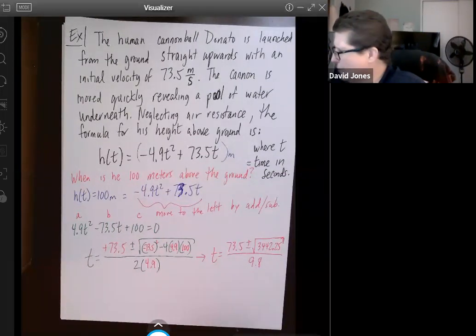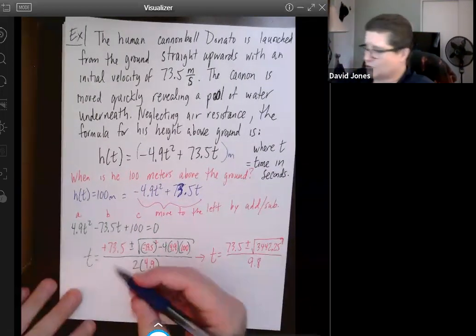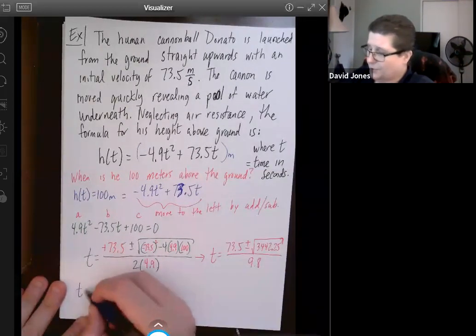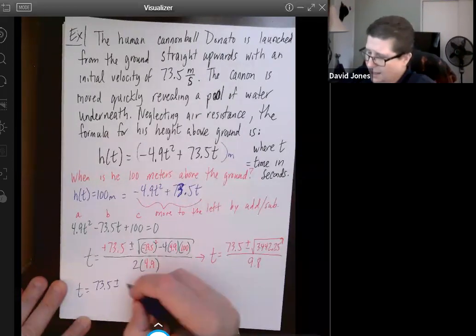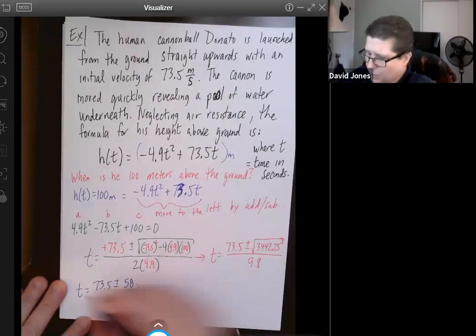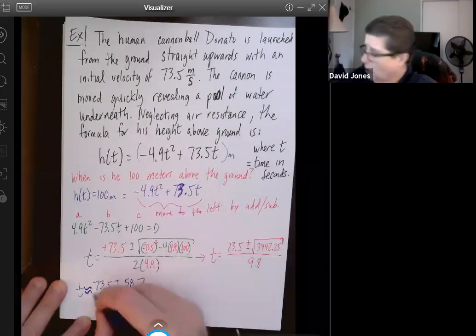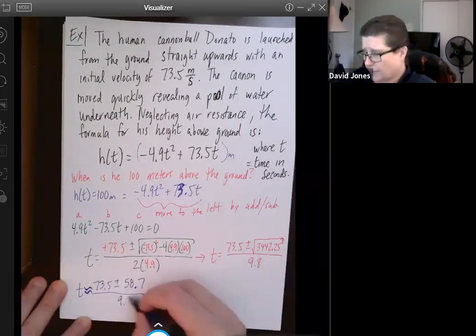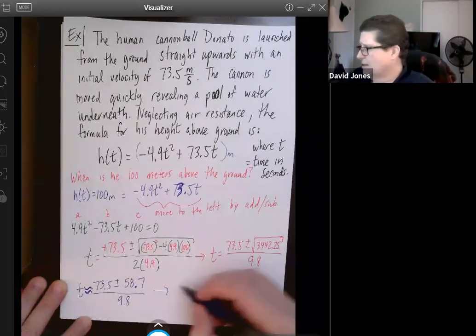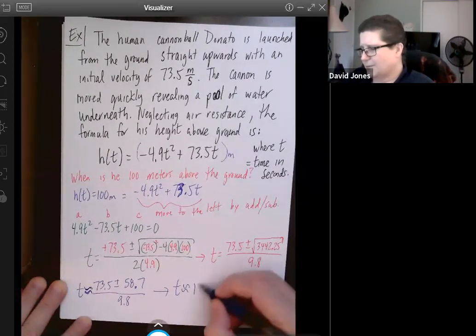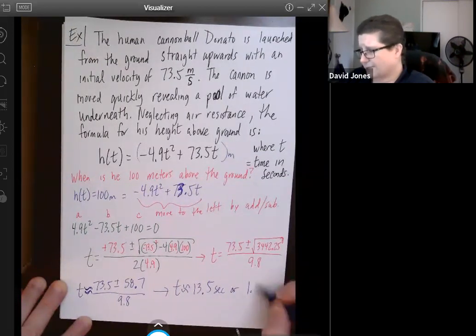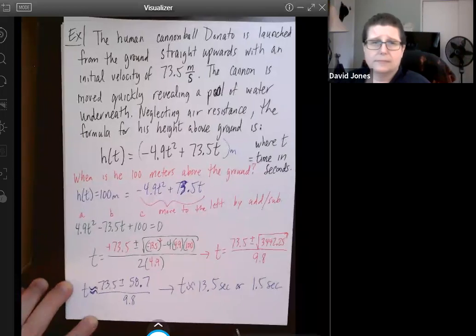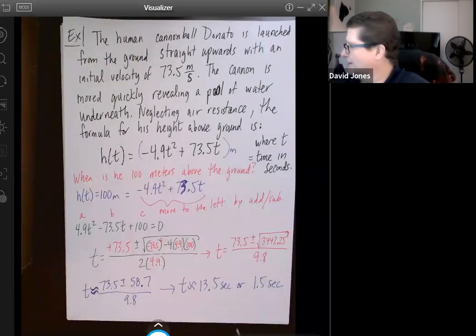And if you throw that into a calculator and do the plus or minus versions, that cleans up to 73.5 plus or minus, if we round it, approximately 58.7, all divided by 9.8. t is approximately 13.5 seconds, or 1.5 seconds. Try working that out and see if you get that.